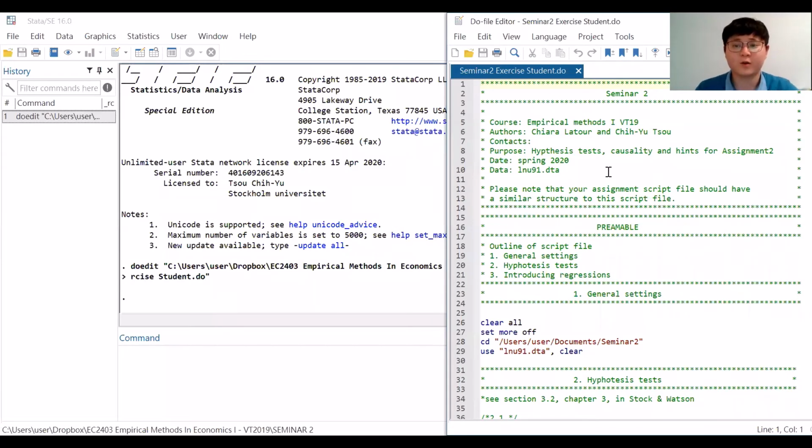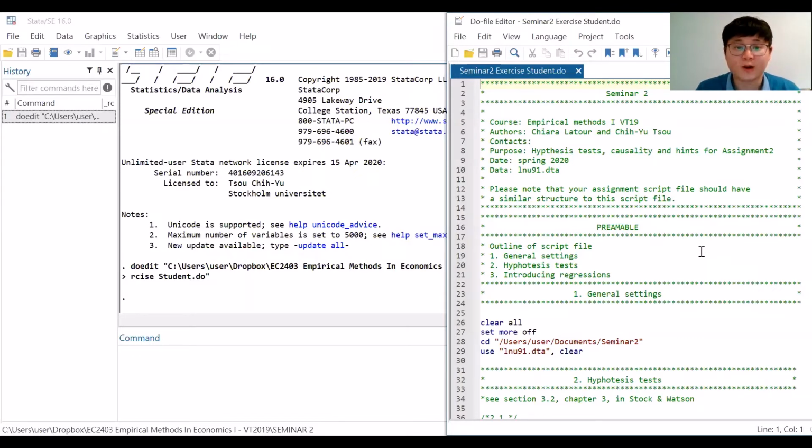So now we are going to do the second part of today's seminar. I'm going to teach you further Stata operation. In the Stata exercise, I'm going to talk about three things. The first is hypothesis test, the second is causality and regression, and the third is some hints about the exercise.